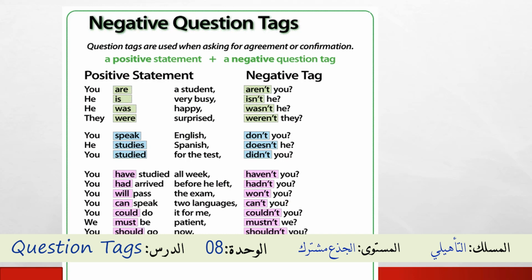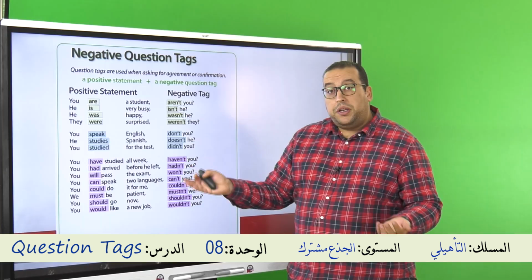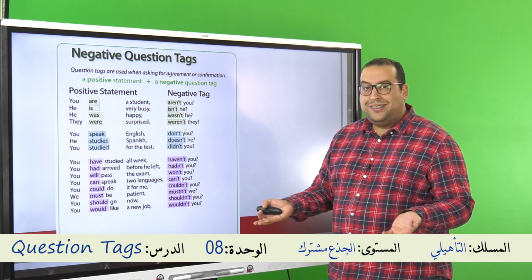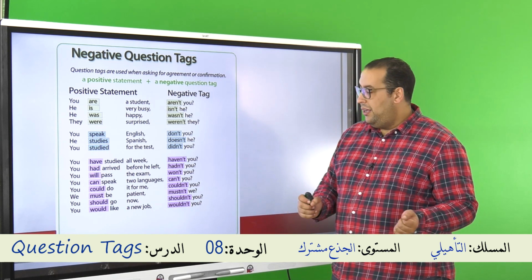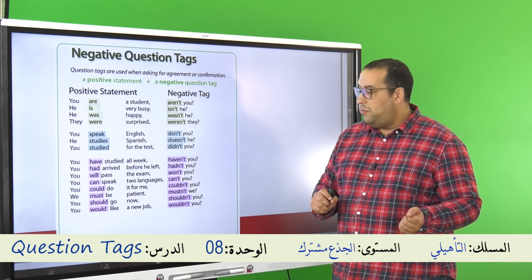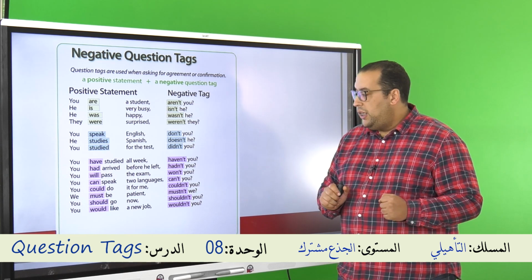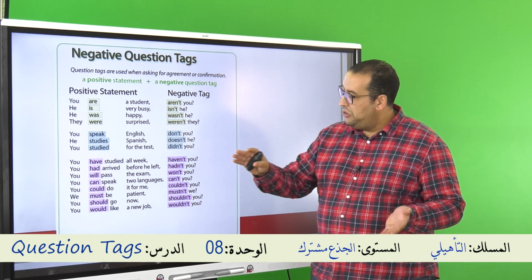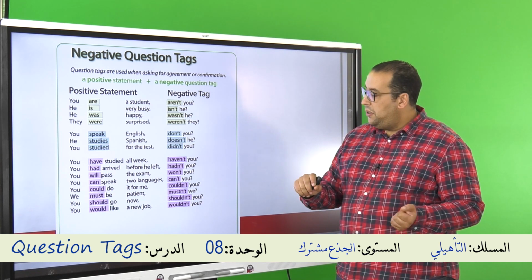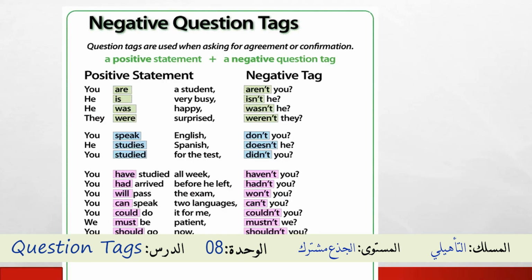Now, you will pass the exam. Will, it is used for the future. Okay? You will pass the exam, won't you? So if you look for the negative of will, it is won't or will not. The negative. You can speak 2 languages, can't you? So can in the positive statement and can't in the question tag. It's a piece of cake.